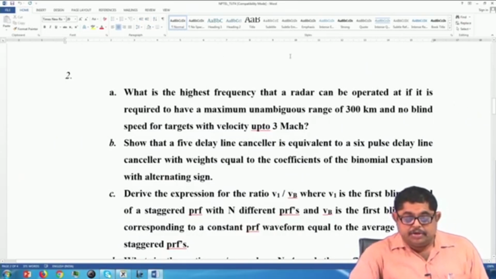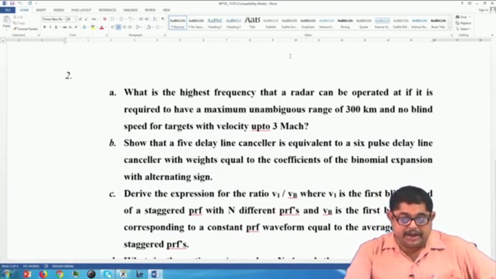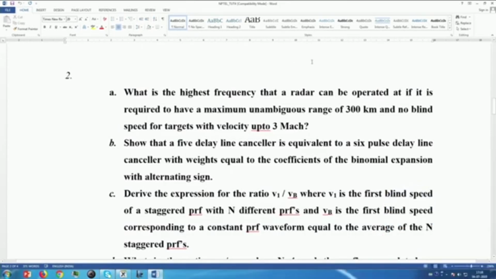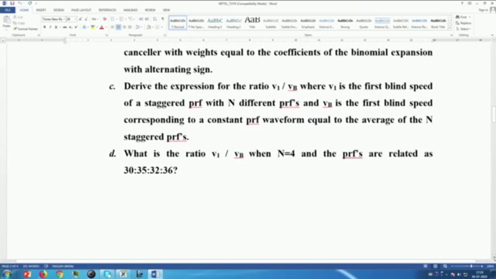The second part is: show that a 5 delay line canceller is equivalent to a 6 pulse delay line canceller with weights equal to the coefficients of the binomial expansion with alternating sign. Derive the expression for the ratio V1 by Vb, where V1 is the first blind speed of a staggered PRF with n different PRFs and Vb is the first blind speed corresponding to a constant PRF waveform equal to the average of the n staggered PRFs. What is the ratio? A particular value is given.